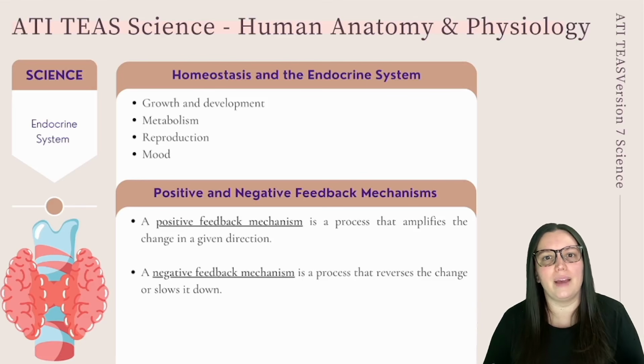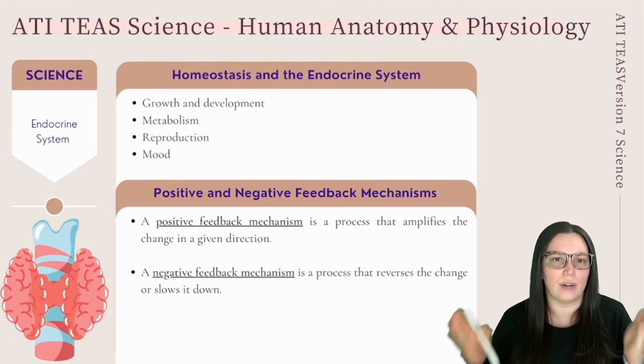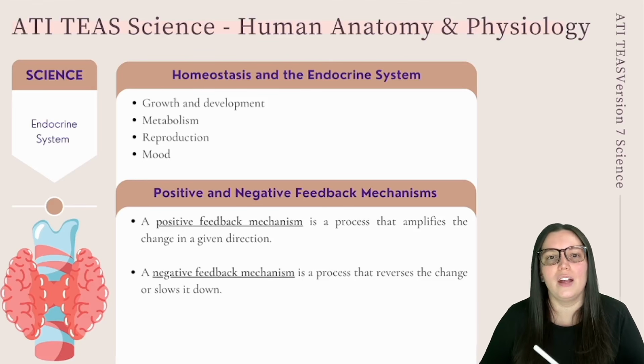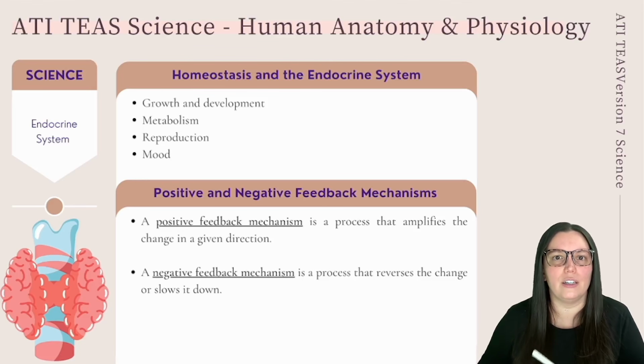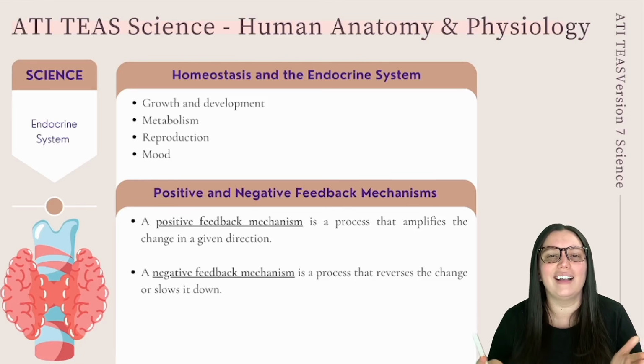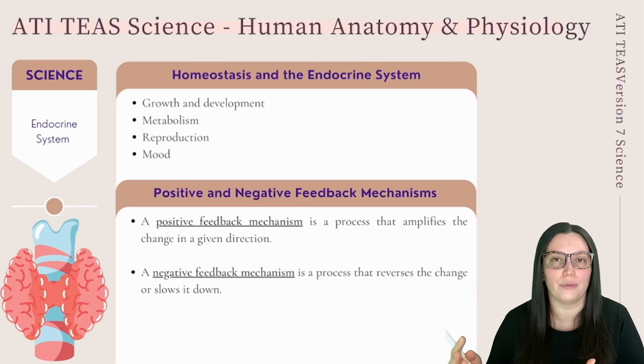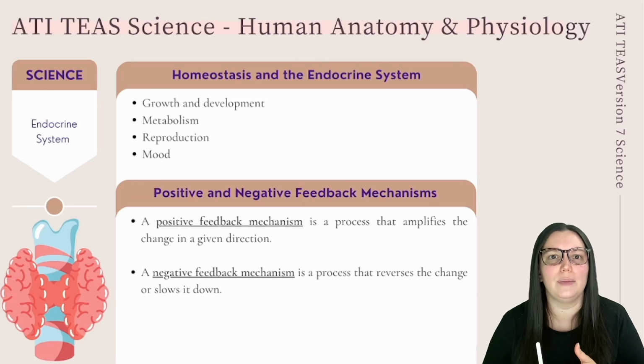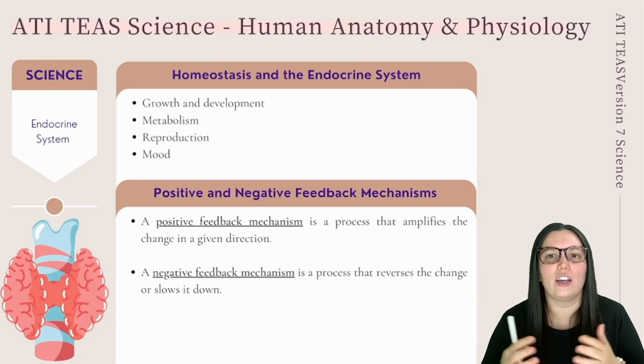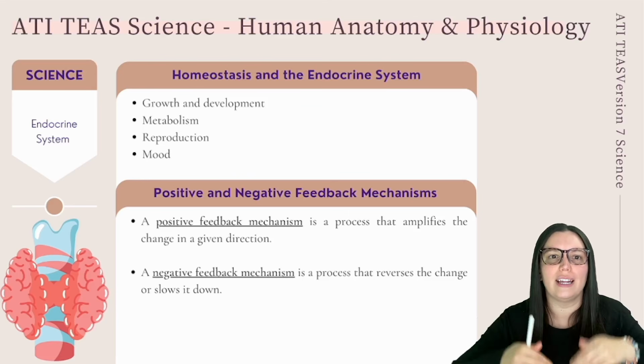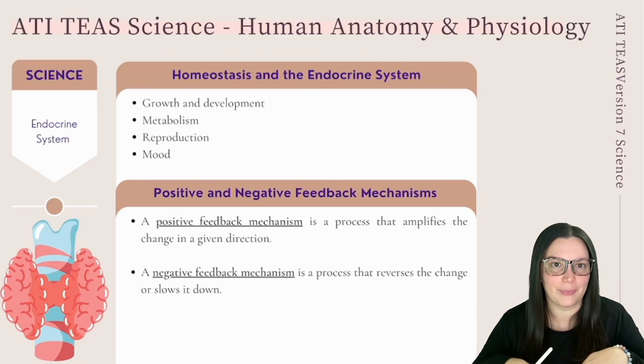A positive feedback mechanism is a process that amplifies the change in a given direction. So for example, the release of oxytocin during childbirth is a positive feedback mechanism that amplifies the change that needs to be given for childbirth. Oxytocin stimulates uterine contractions and causes the fetus to push against and stretch the cervix.